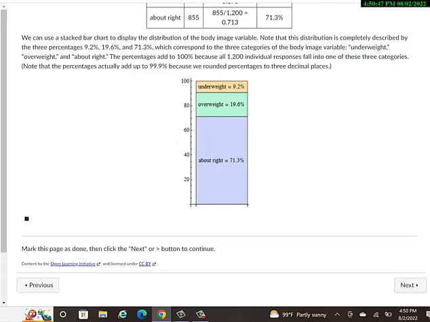We can use a stacked bar chart to display. I already said that. The percentages actually add up to 99.9%. Okay, so you can see it's kind of nice to have the stacked bar chart, like they said, because it shows kind of the proportions. So of course 71.3% of the students said about right, and it shows what proportion of the overall. This that we've marked off here, this about right category, represents 71.3% of the total. So it's kind of a nice visual way to show the proportions.